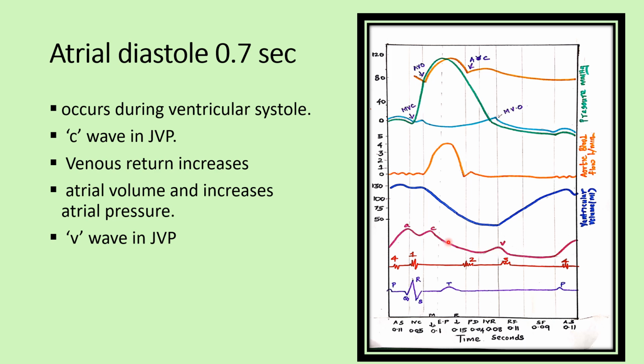So the total duration is 0.7 second. Atrial diastole occurs during ventricular systole. We can see the C wave in the JVP due to the bulging of the atrioventricular valve into the atrium. The increased venous return increases the atrial volume and atrial pressure, which produces the V wave in the JVP.